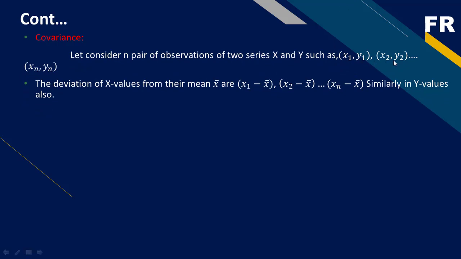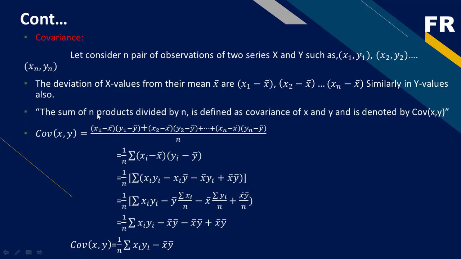x1, y1, x2, y2 and xn, yn. So deviation of x values from their mean x bar are x1 minus x bar, x2 minus x bar, and so on, xn minus x bar. This is similar for y values also. So the sum of n products divided by n is defined as the covariance of x and y, denoted by covariance of x and y.